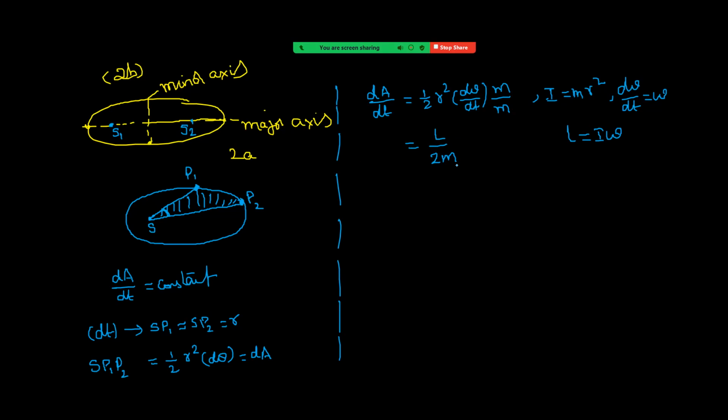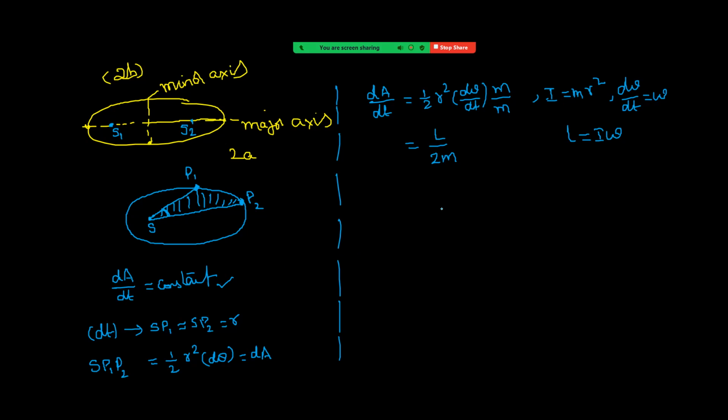Mass of planet is also constant. That means this total value is a constant, which means dA by dt is a constant. That is what we call Kepler's second law, right? It means the planet covers equal areas in equal time intervals. That indicates that if the distance of the planet from the sun is more, speed will be less. If the distance of the planet is less, speed will be more. That is what we can conclude from this second law.